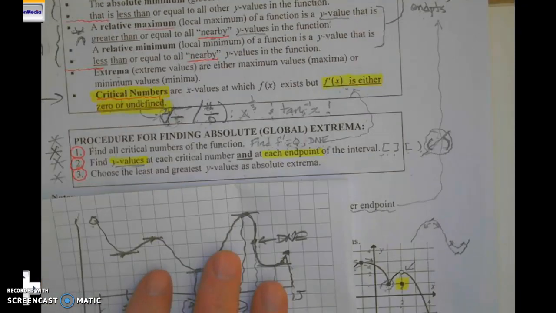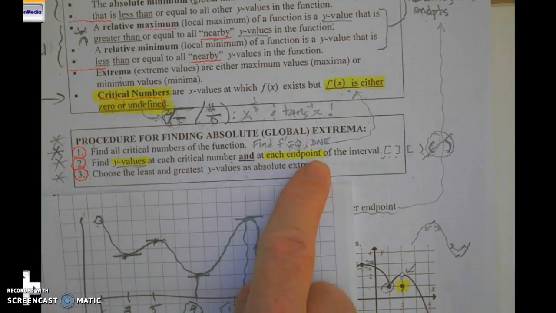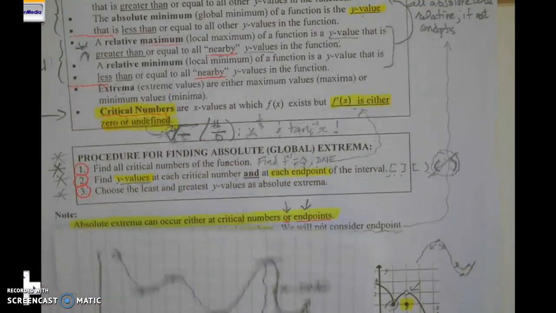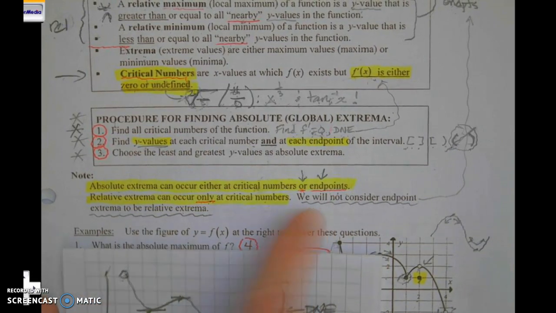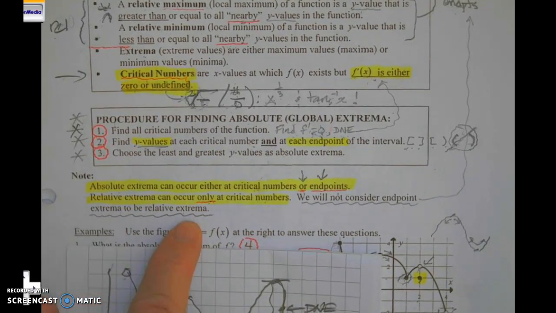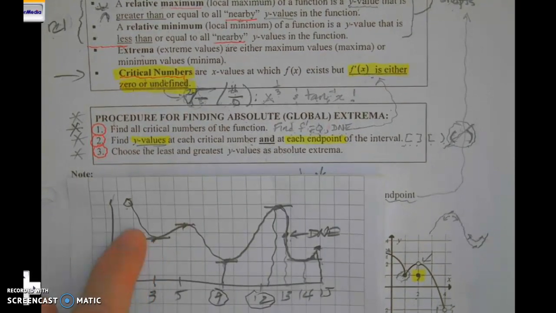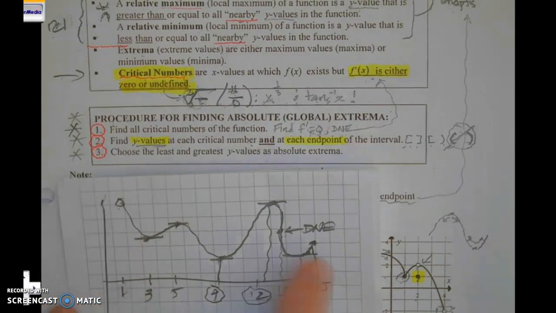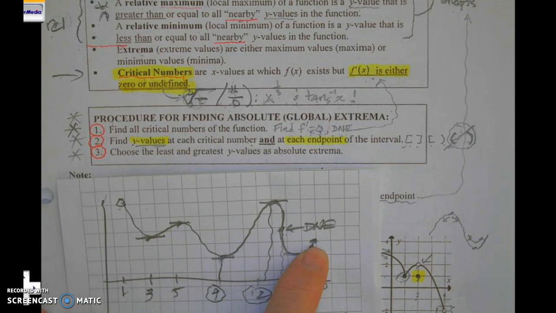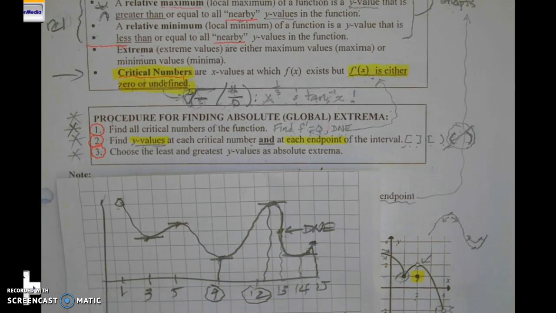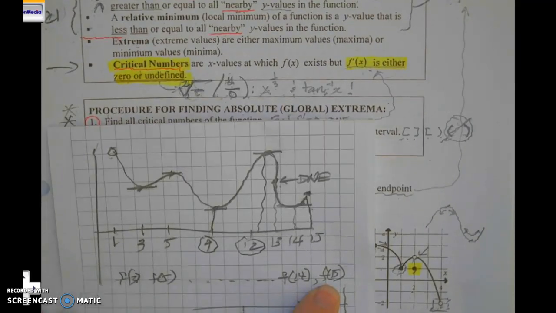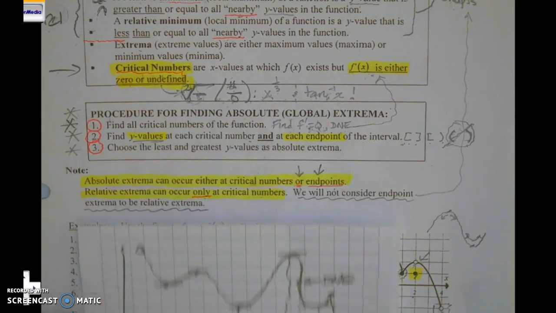Know the second procedure, which is to find those y values and the endpoints. And then finally, as I said, choose the least and the greatest. Please make sure you highlight this note down here and notice where I made an arrow, and also notice we're not going to consider endpoint extrema to be relative. The relative extrema are only going to be when you have something on both sides of your extreme point. So this cannot be a relative, this cannot be a relative, and because it's an endpoint, it just doesn't come into play except to evaluate the function at that number, f15, to see if it's bigger or smaller than any other number. And that's the process we'll go through.